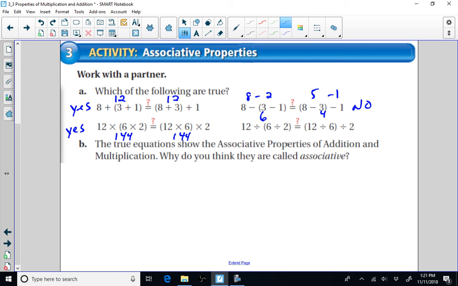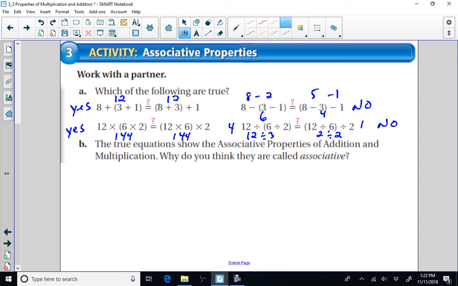Let's see if it works with division. Notice that 12, 6, 2, 12, 6, 2, so same digits. 6 divided by 2 is 3. 12 divided by 3, well, that's going to give us 4. 12 divided by 6 is 2. 2 divided by 2 gives us 1 over here. Is 4 the same as 1? The answer to that is no. So the associative property does not work with division either.